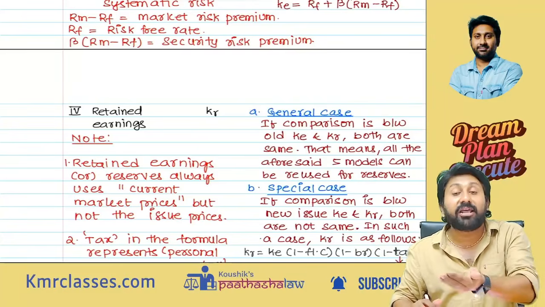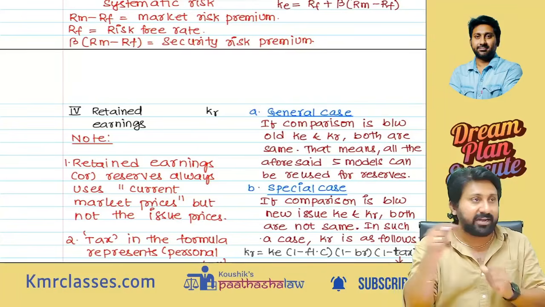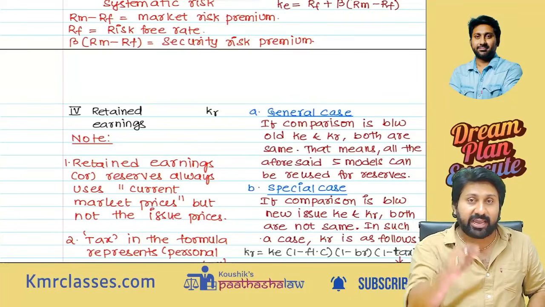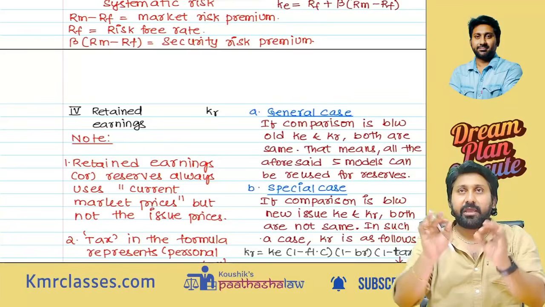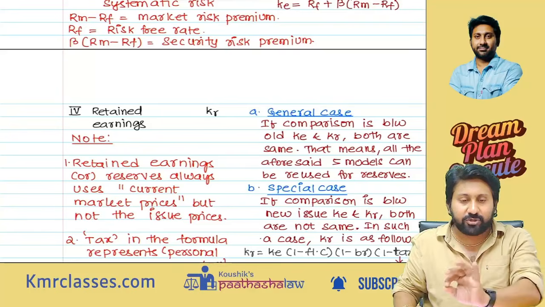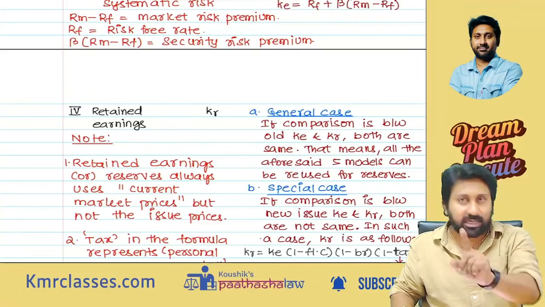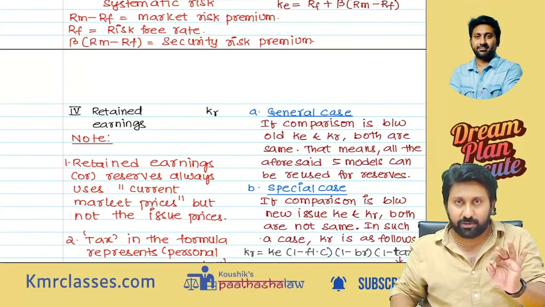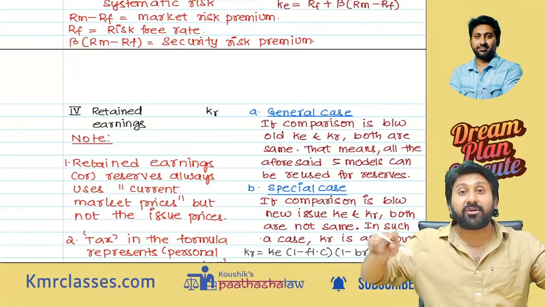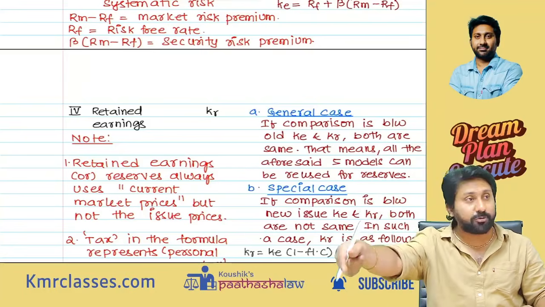When you newly raise from the market, costs also get added to that. So new KE will be more than old KE. Simply listen like this: in the question given in the exam, if there is no new issue, KE and KR are both the same. If there is a new issue, then old KE will be KR. New KE you have to calculate as per the flotation cost and issue price.